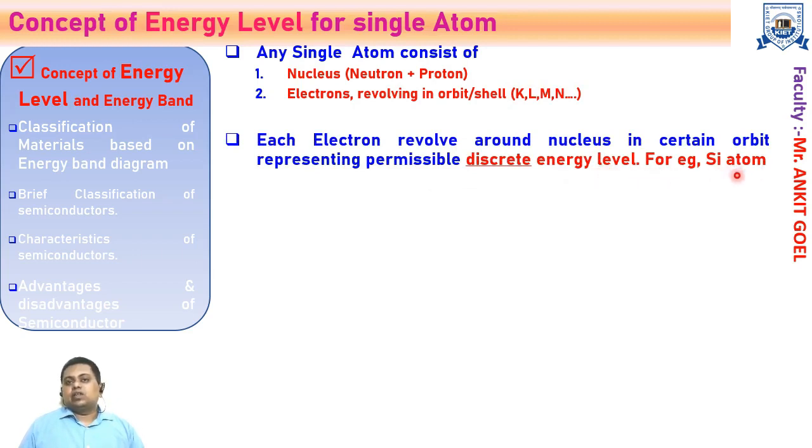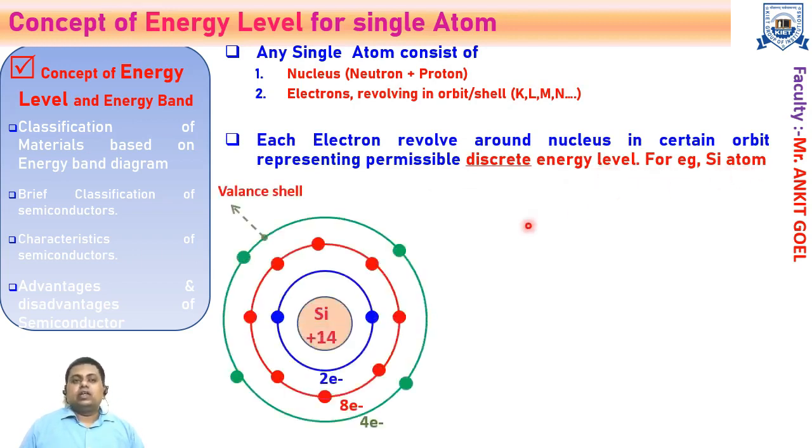Let's take the example of the silicon atom, which has the atomic number of 14. I have represented the silicon structure in which we have 14 protons in the nucleus and three shells. In the first shell we have 2 electrons revolving, in the second shell we have 8 electrons, and in the outermost shell we have 4 electrons. The outermost shell of any atom is called the valence shell and the electrons present in it are called valence electrons. Basically these are the electrons which are responsible for chemical reactions also, right?